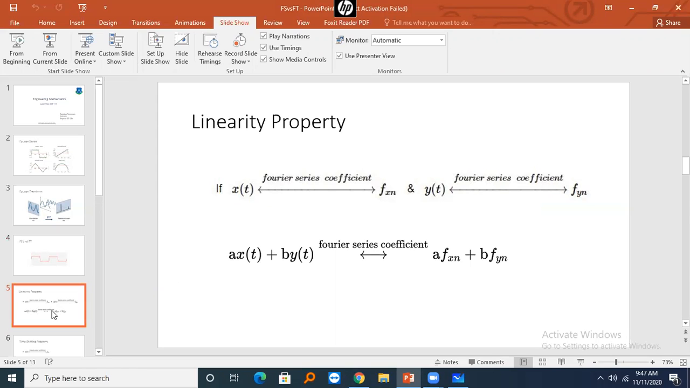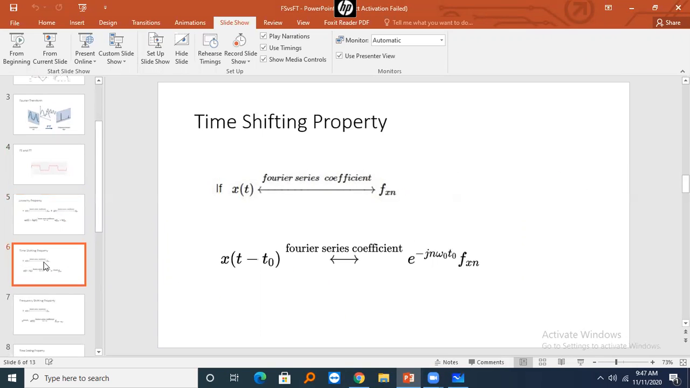Okay, now we will get into the properties of Fourier series. Here is the linearity property. If x of t converts to fxn, then the linearity property states that.